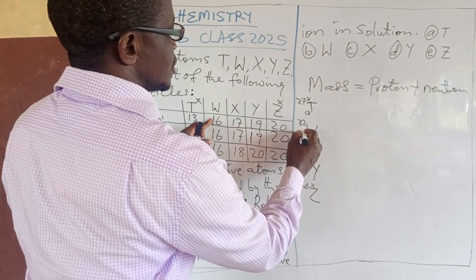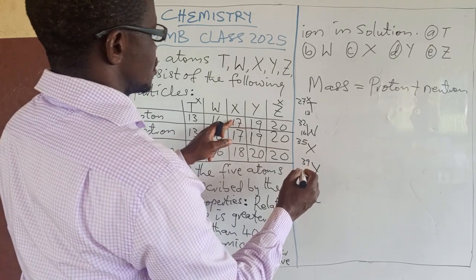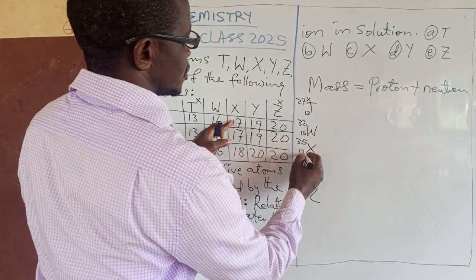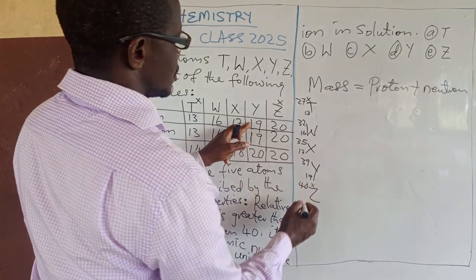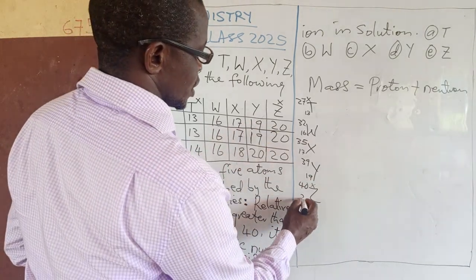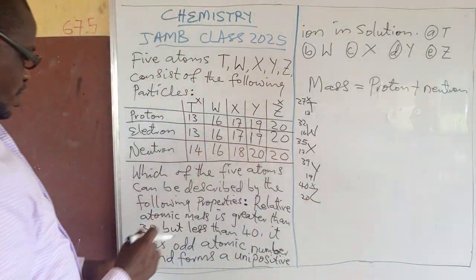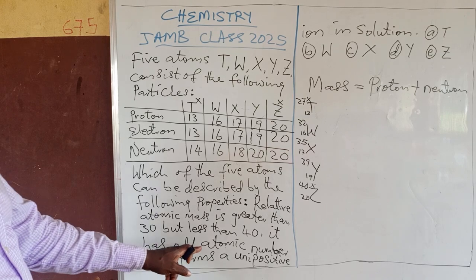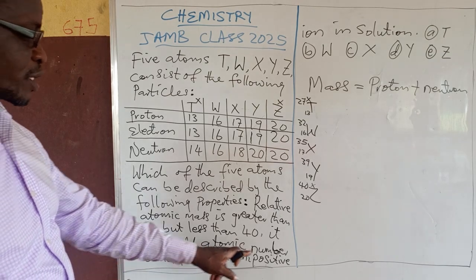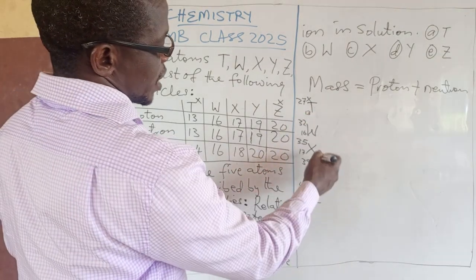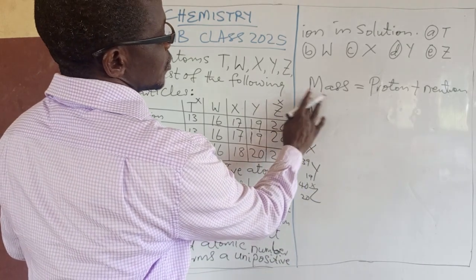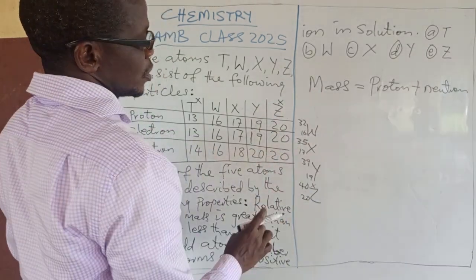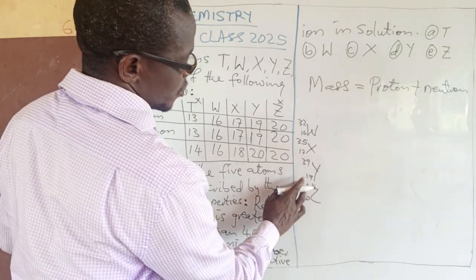Here is 16. Here is 17. Here is 19. And here is 20. The set word there has odd atomic number. Which one? Remember, we have removed this one. Let me remove them completely. We have removed this one. Which other one? We have removed this one.